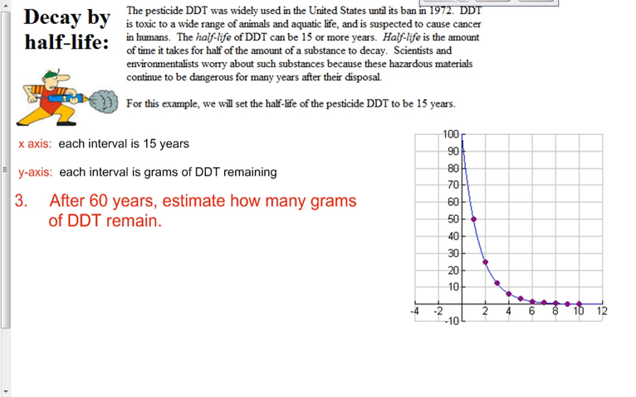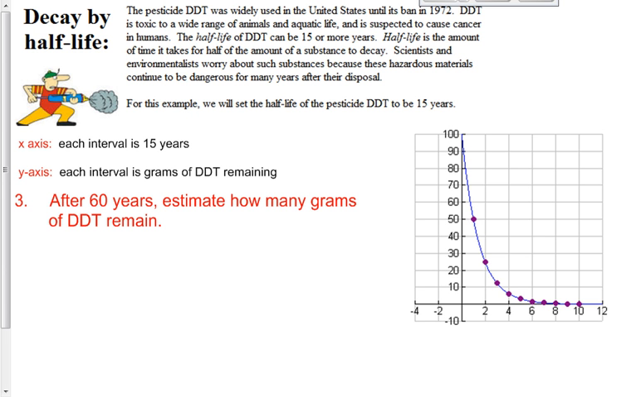The half-life of DDT can be 15 or more years. Here's what half-life is. It is the amount of time it takes for half of the amount of the substance to decay. Scientists and environmentalists worry about such substances because these hazardous materials continue to be dangerous for many years after their disposal. So nature has its own way of taking care of certain substances, but it takes a little bit longer on some hazardous chemicals than we'd like.